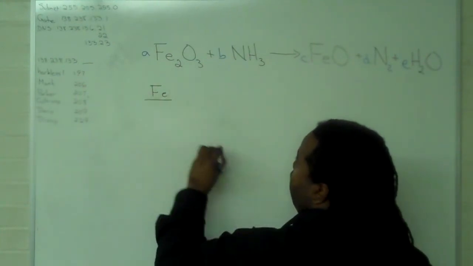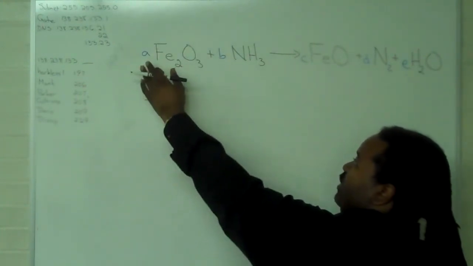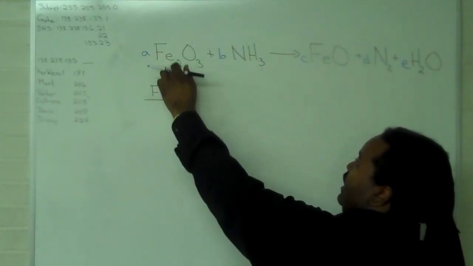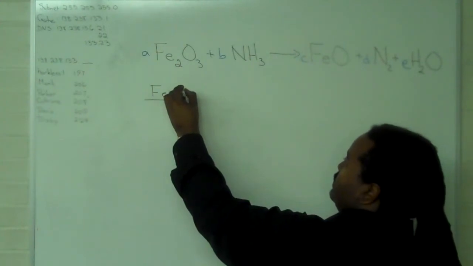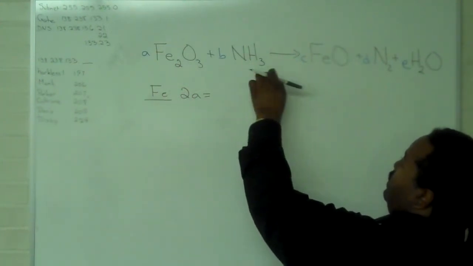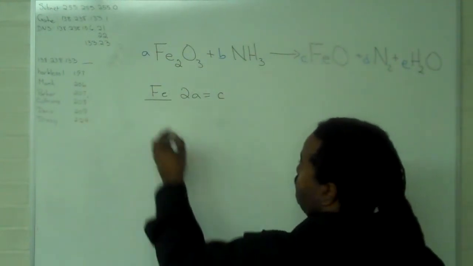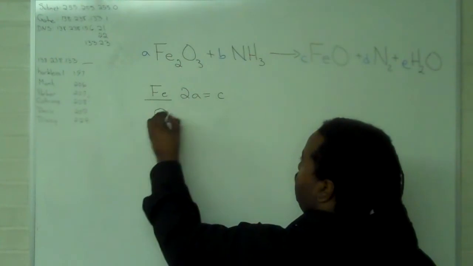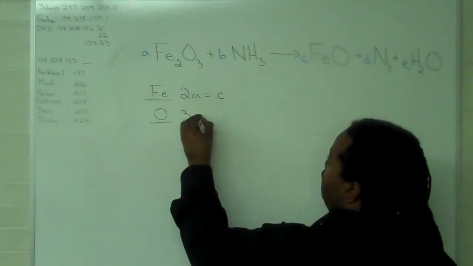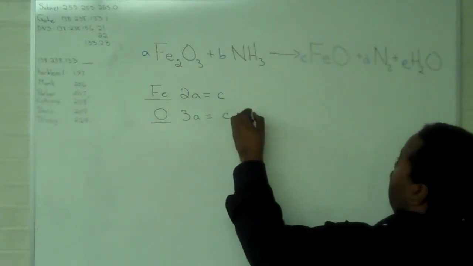So we'll have one for iron. However many of these we have is governed by the coefficient A. And each one will have 2 iron atoms, so that's 2A. No irons here, but we have an iron here, so 2A equals C. In the same way, we can create equations for oxygen. 3A equals C plus E.